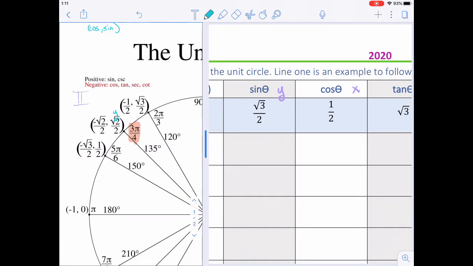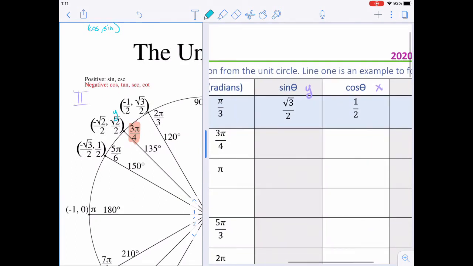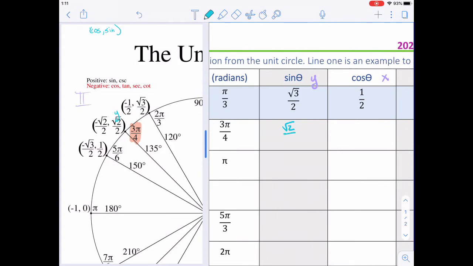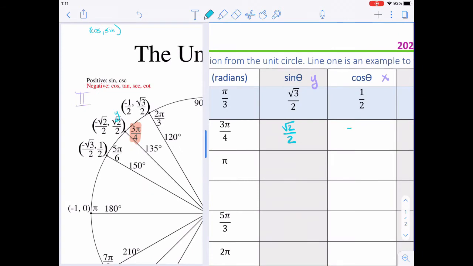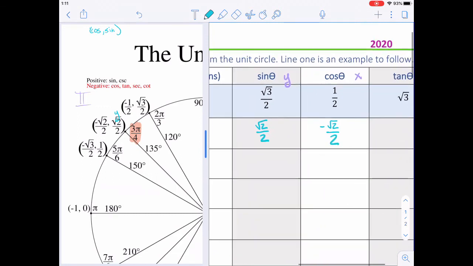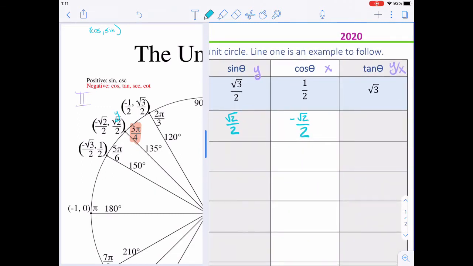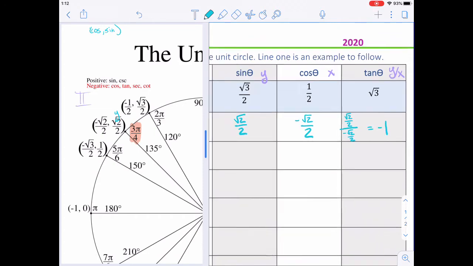And so that means that our sine for 3 pi over 4 is root 2 over 2. Our cosine is going to be our x value. This is our x value, so this is going to be our cosine. So it's going to be negative root 2 over 2. So now we have sine and cosine. We just need to find tangent, which is y over x. So we're going to divide root 2 over 2 divided by negative root 2 over 2. That's something over its negative self. That's going to give us negative 1. So that's how we fill out that chart.